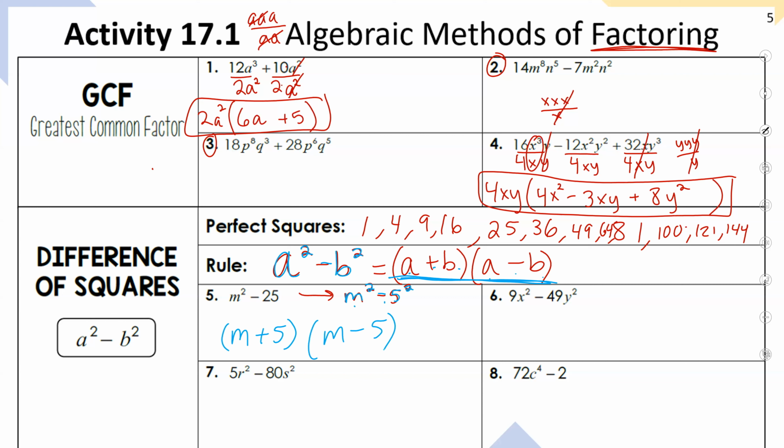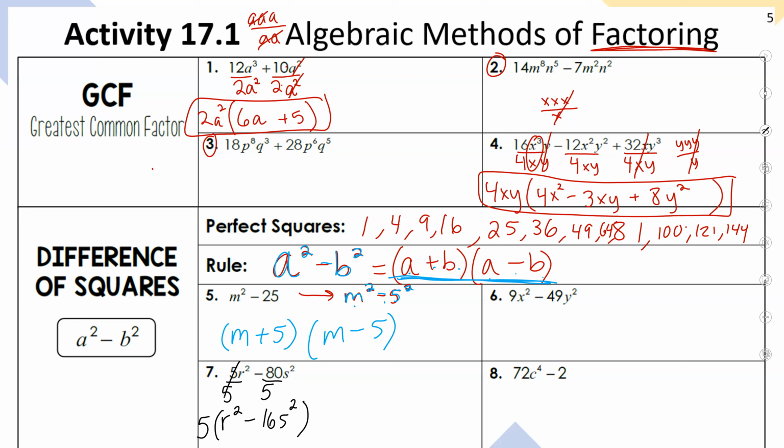Let's try number 7. Okay, first of all, you always need to see if you can divide both by something. So what can 5 and 80 both be divided by? 5, good. So let's do that first, and then we'll start. Remember, your greatest common factor always goes on the outside. This will become 5 times r squared minus 80 divided by 5 is 16 s squared. Okay, so that's what this looks like.